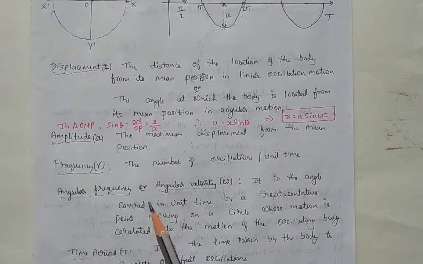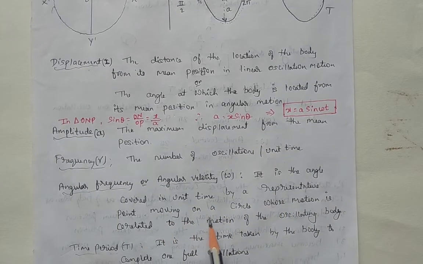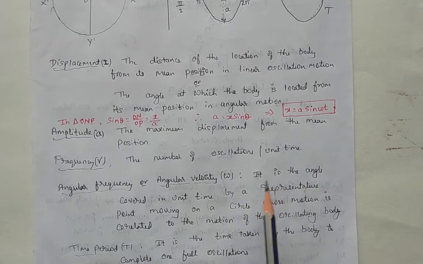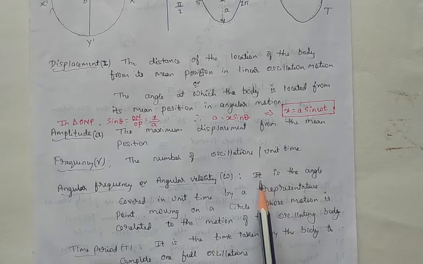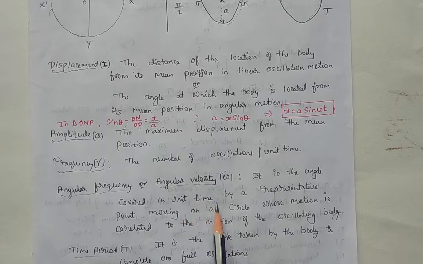Therefore, the simple definition is, it is the angle covered in unit time by a representative point moving on a circle, where the motion is correlated to the motion of the oscillatory body. In simple words, it is the angle covered in a unit time. Omega is equal to theta by t.